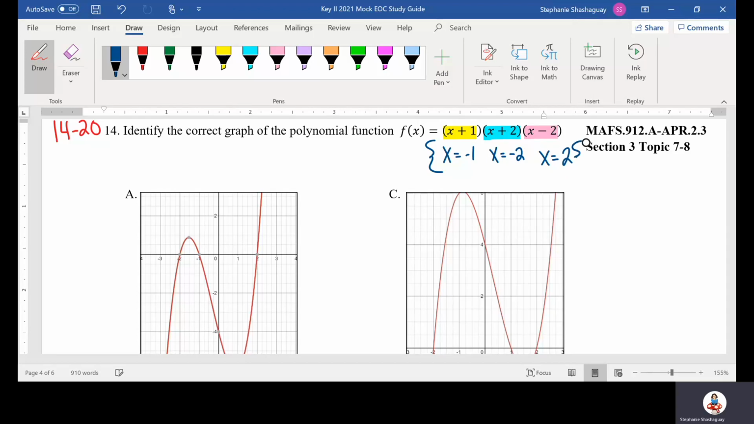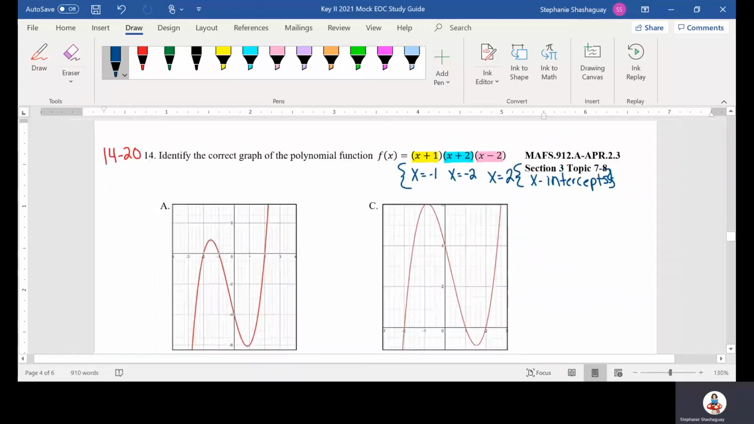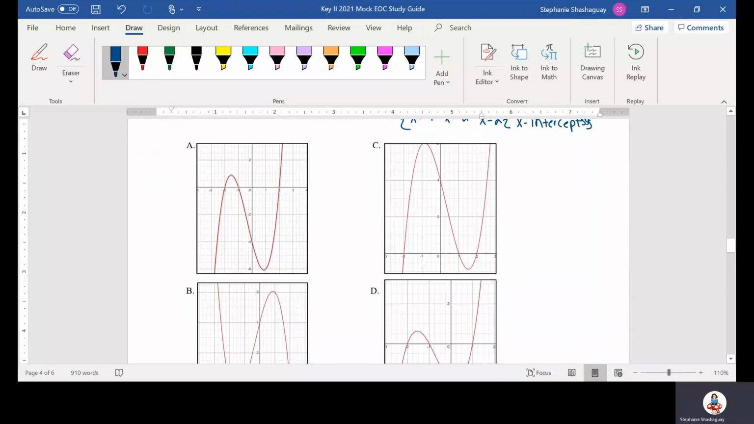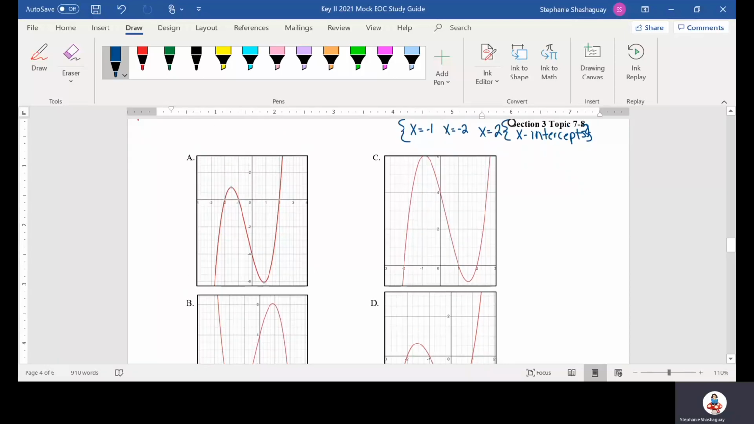These here are my x-intercepts, my solutions, my zeros. So let's look at the graphs that we were given, A, B, C, and D, and I have to zoom out in order to look at them all, and see which ones have x-intercepts of negative 1, negative 2, and a positive 2.